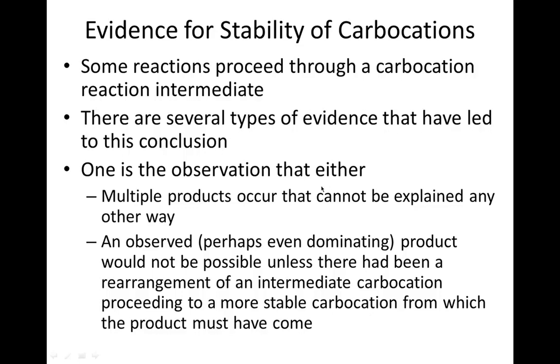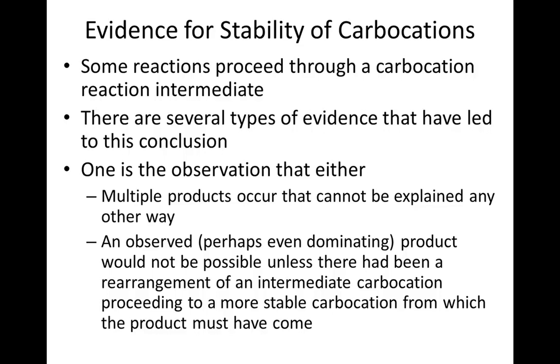Now, one other question is, all right, so why is this important? Why do we care about the stability of carbocations and radicals and so forth? There are going to be some reactions that we look at that go through a carbocation as a reaction intermediate. We've talked about conceptually that some reactions do go through reaction intermediates. And we have several types of evidence that we'll look at along the way that lead us to believe that a carbocation is an intermediate.